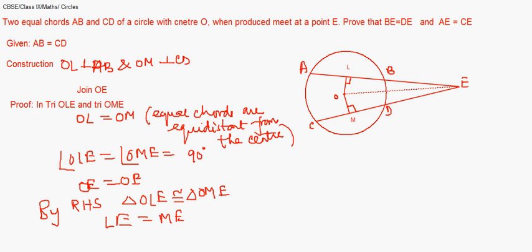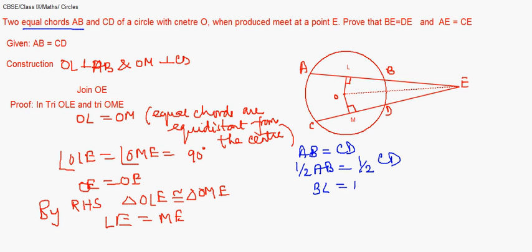Here I write using some other color, we also know that AB is equal to CD, given to us that they are equal chords. Half of AB is also then equal to half of CD. What is half of AB? That is AL. Perpendicular drawn from the center to the chord will bisect the chord. So AL will be equal to BL, and that's equal to MD.